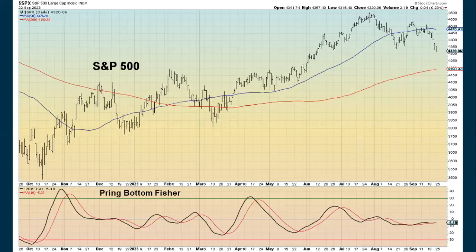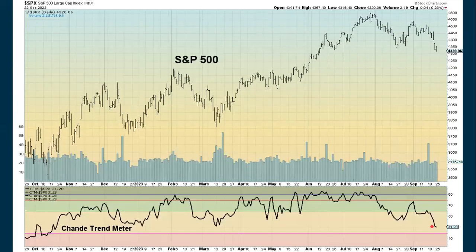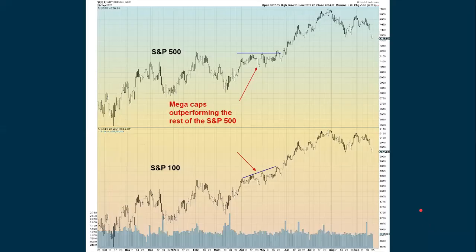Then the Pring bottom fisher is pretty good at picking bottoms in the market. Well, this is going flat right now and not giving us a signal. The Sean trend meter is also in a neutral area, but it is declining, so this is more negative. Then we compare the S&P 100 to the S&P 500, and we look for divergences or convergences here, and they're pretty much confirming each other at the present time.